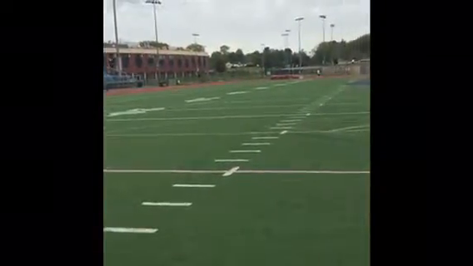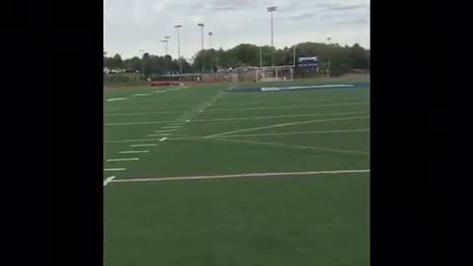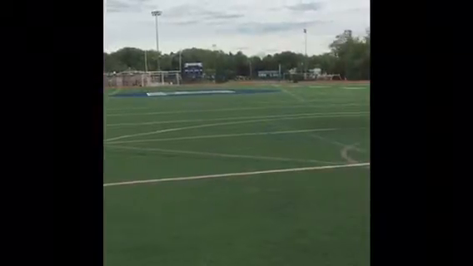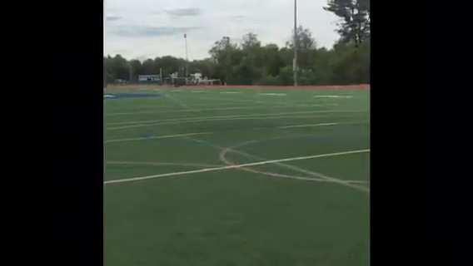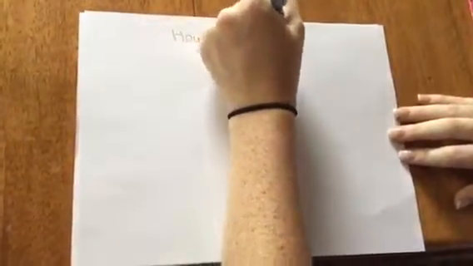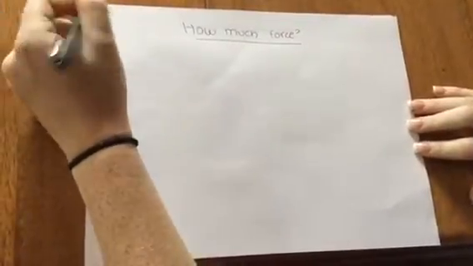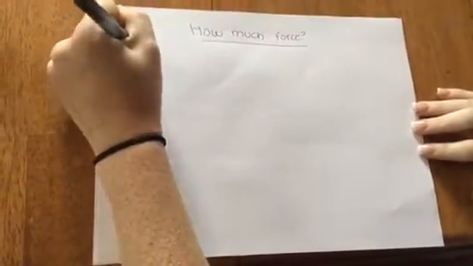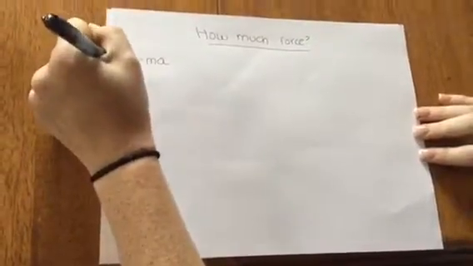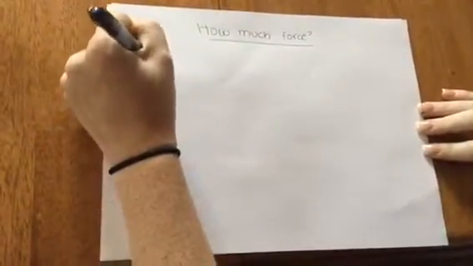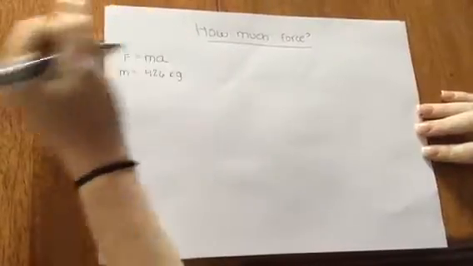Next, we went out to the soccer field to figure out how much force a soccer player puts into their kick. In order to find this, we must use Newton's second law. This states that force equals mass times acceleration, and we know that the mass of a size 5 soccer ball is 0.426 kilograms. Now we need to find the acceleration of the ball when it's kicked, which is change in velocity over time.